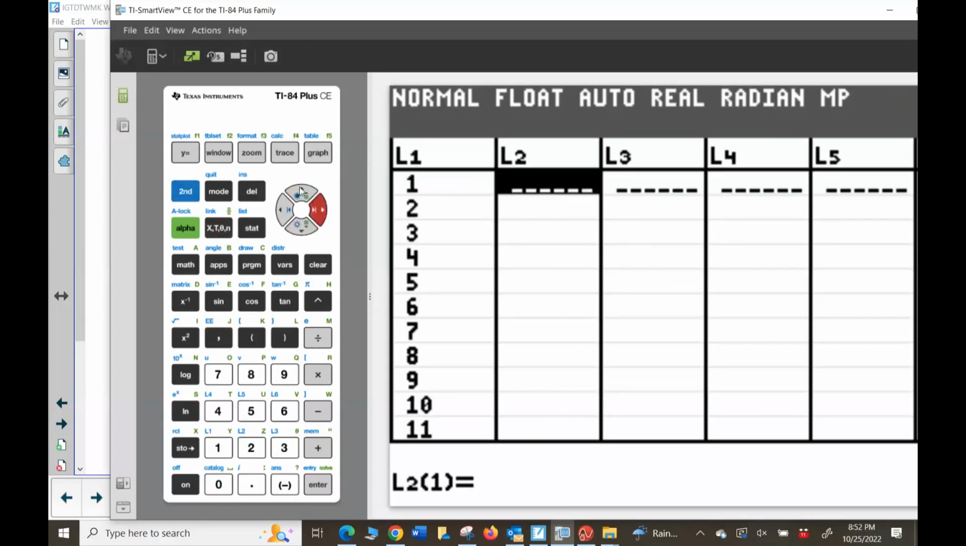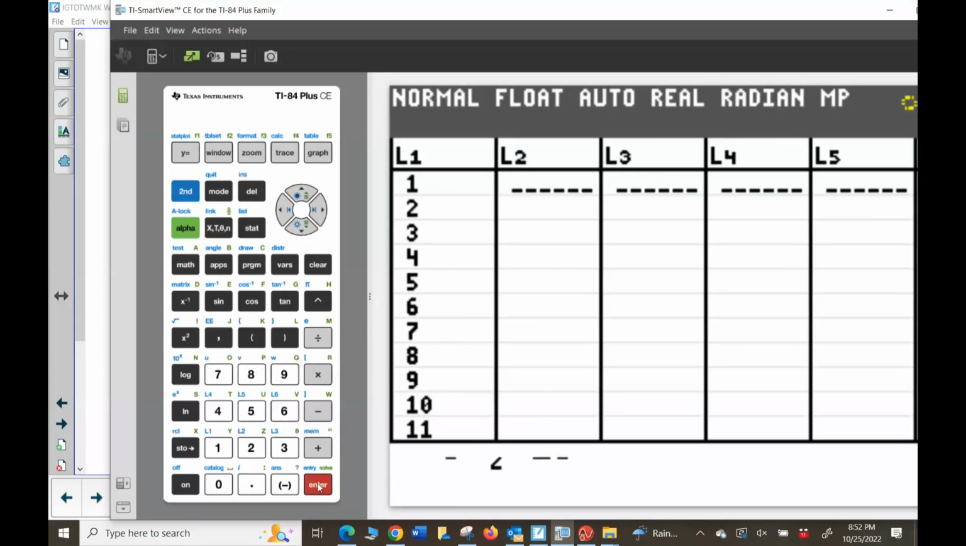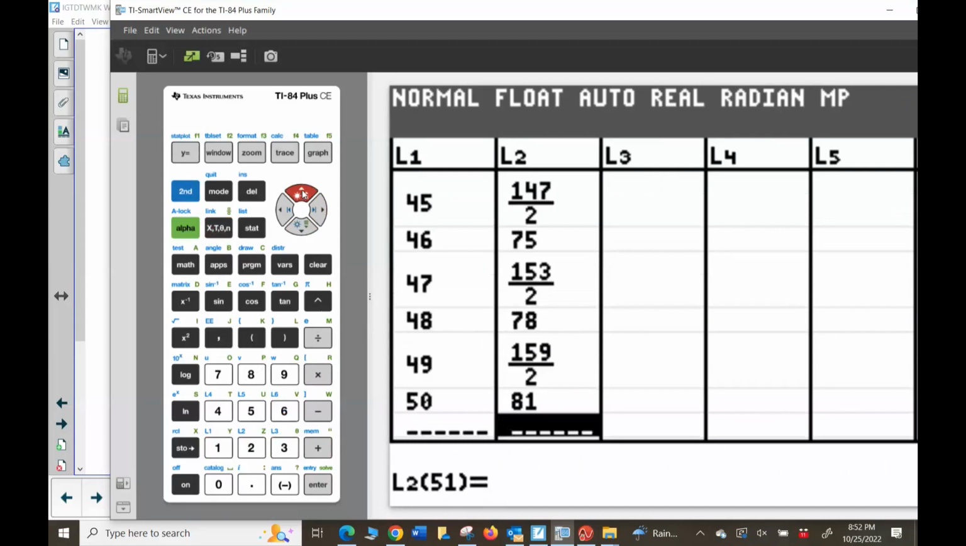And in list 2, I'd like to put in that other thing, what was it? 6 plus 3 halves, 6 plus, and then 3 halves times whatever is in list 1. Enter. And now I have 50 ordered pairs.